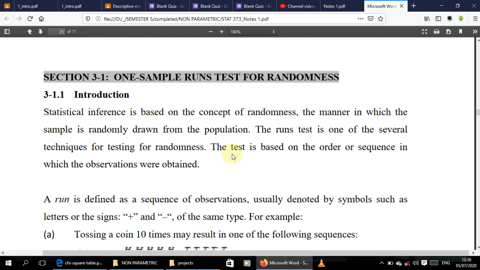The next thing we have to look at is the one sample runs test for randomness. One sample runs test for randomness. This is very, very interesting. What this one is trying to say is that at times you collect some data, and then you want to see whether the way you have arranged the data, did you do it randomly?